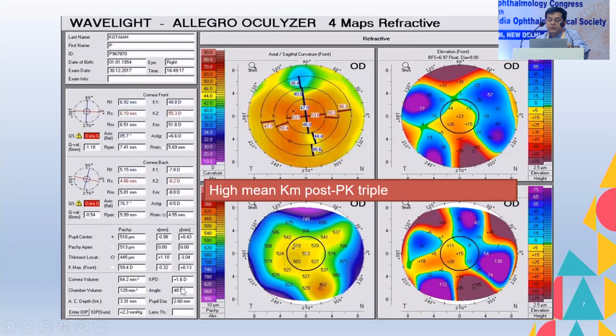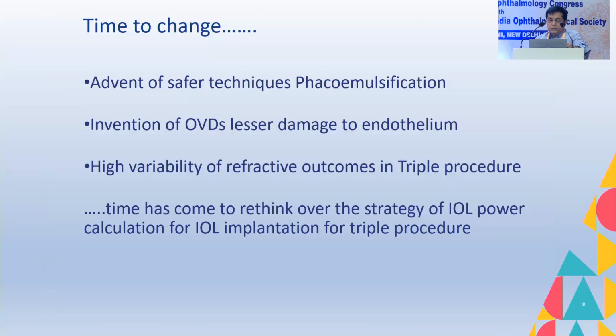So why did this happen? You can take a look at the topography. The K reading, which we assumed would be 44 after the surgery, had become about 48 K1 and 55 K2, and the average was 51.8 K, and the maximum K was 59. So this was much beyond what we had taken as a conventional standard K of 44. So that led us to think that maybe it is time to change the conventional way of doing a corneal transplant, and a triple procedure is not giving us an optimal refractive outcome.